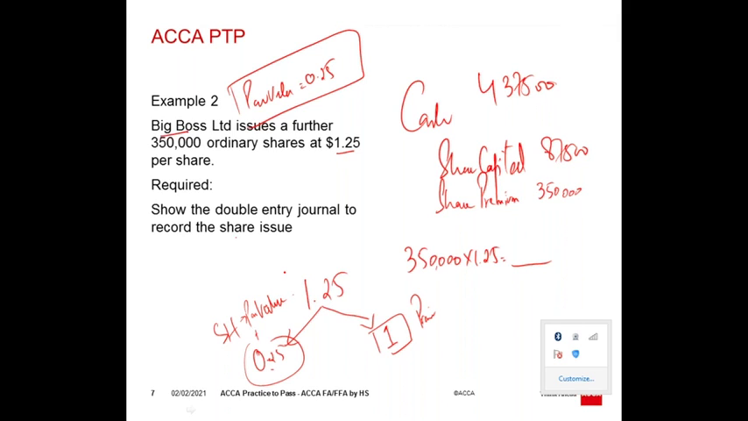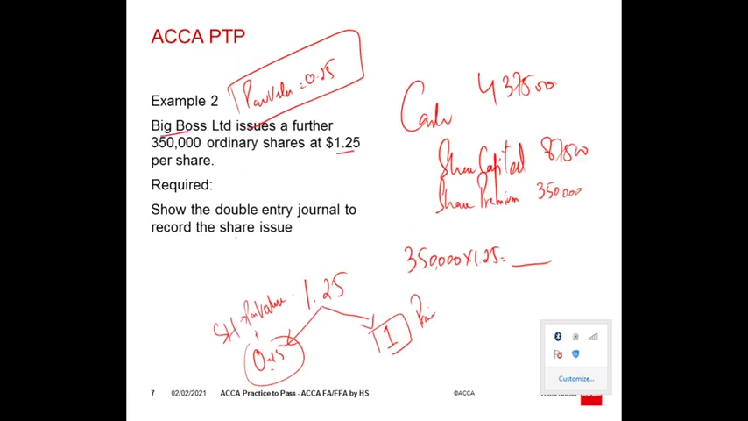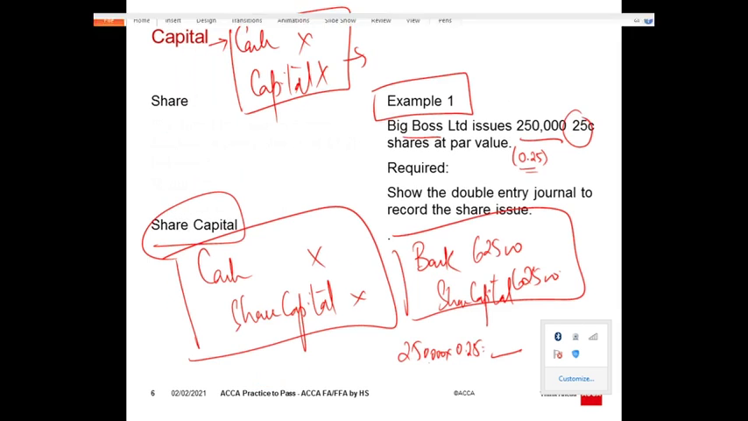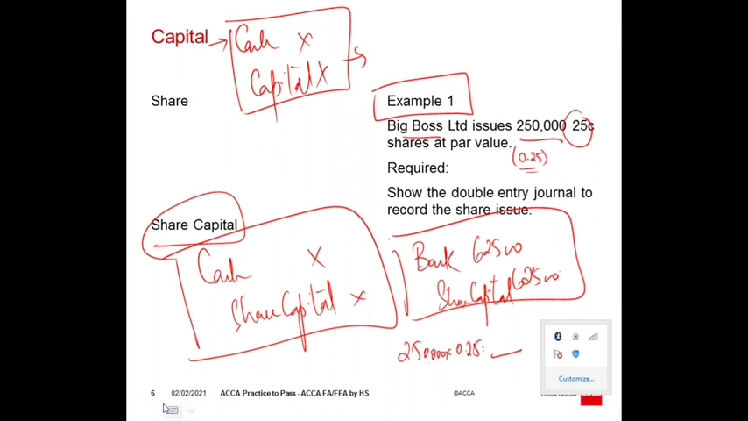Yes, the cash will be calculated at the market price. Okay, are these two accounting entries clear to all of you? The first thing is cash debit, share capital credit, 62,500.